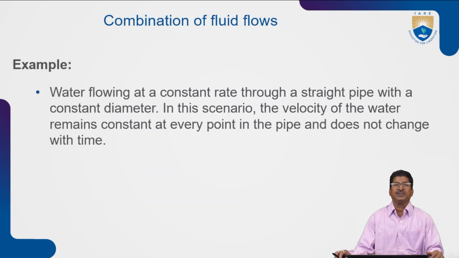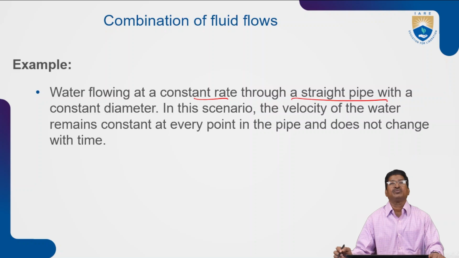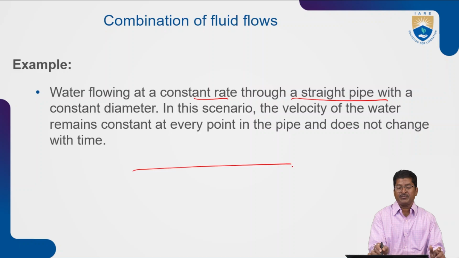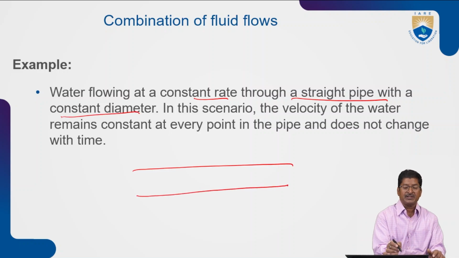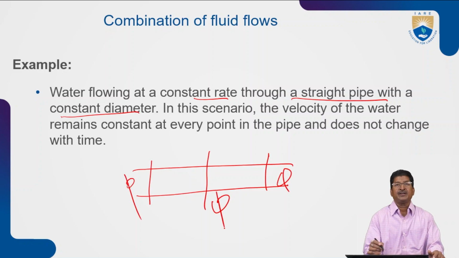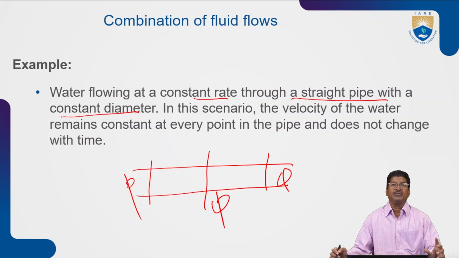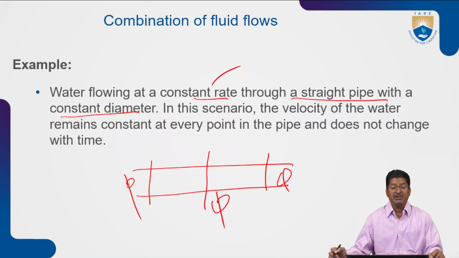Example: if you see the example for the steady and uniform flow, water flowing at a constant rate through a straight pipe. What we need is the same velocity at different points. That means a straight pipe. It is not a curved pipe, it is not a varying pipe. We take a constant diameter, so whatever the diameter here, the same diameter will be there everywhere. If the diameter is the same, then the velocity is the same at all points, and the rate of flow is constant. Then we'll have uniform velocity.